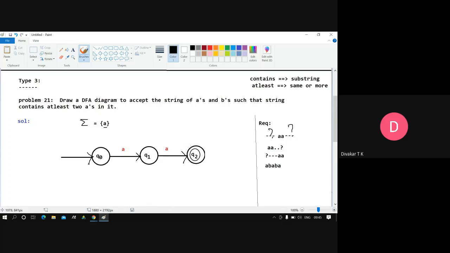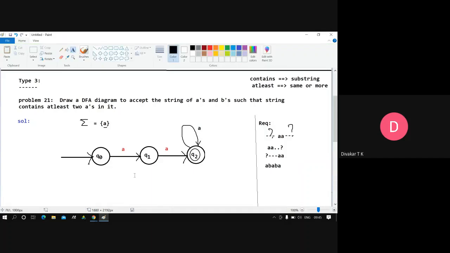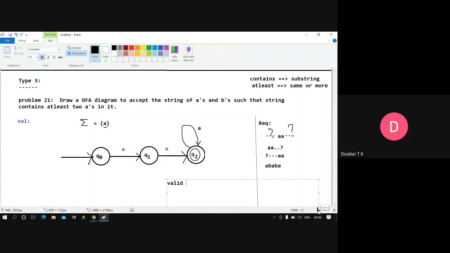What am I supposed to do, guys? First I have to check with the self loop here. So now I'll write something called A here. So here check whether my DFA diagram is valid or not. From Q0 to Q1 is A, from Q1 to Q2 it is A, again A, meaning two A's are coming, or more than that also coming here. Now tell me whether this diagram is valid for this question. Valid diagram or not a valid diagram?